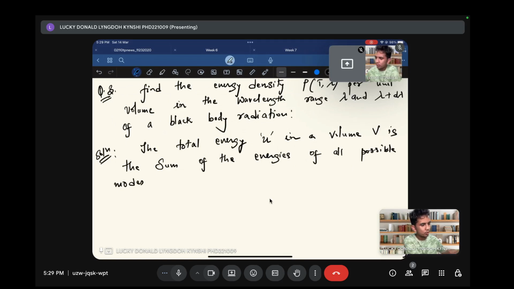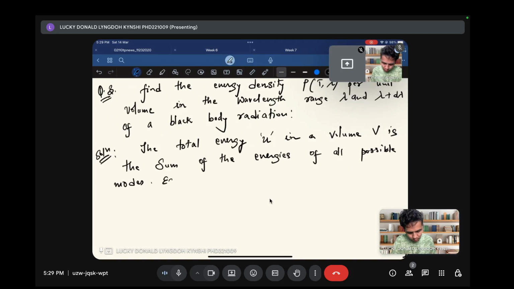Again it's the same. If you want to find out the total energy, you have to find out the total number of particles indirectly, or you have to find out the number of possible states. Once you know that, you can know the total energy.